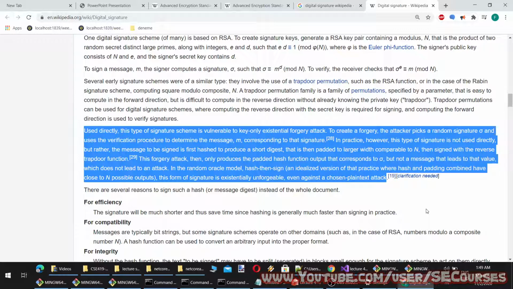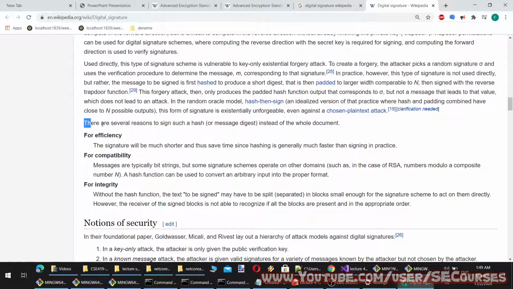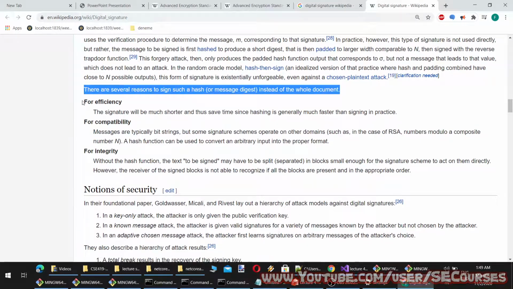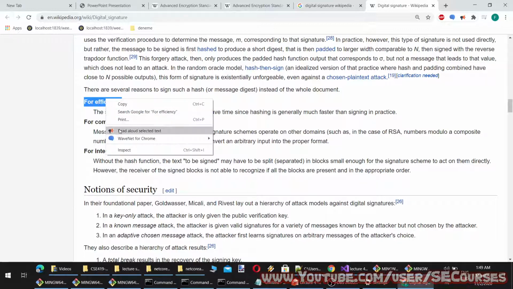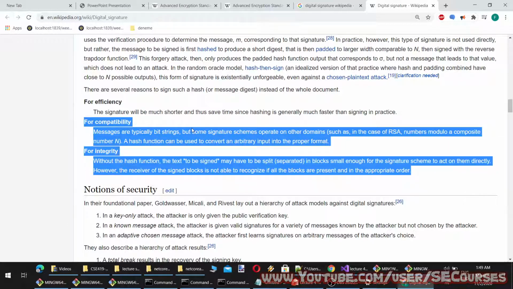In the random oracle model, hash-then-sign, an idealized version of that practice where hash and padding combined have close to n possible outputs, this form of signature is existentially unforgeable, even against a chosen plaintext attack. There are several reasons to sign such a hash or message digest instead of the whole document. For efficiency, the signature will be much shorter and thus save time, since hashing is generally much faster than signing in practice.